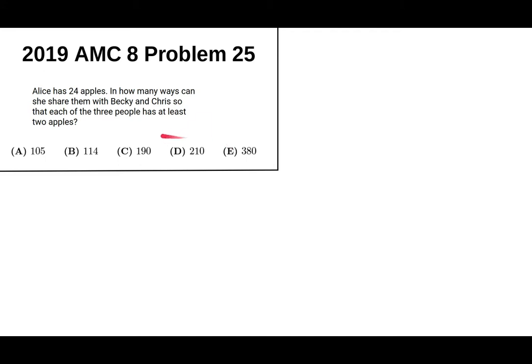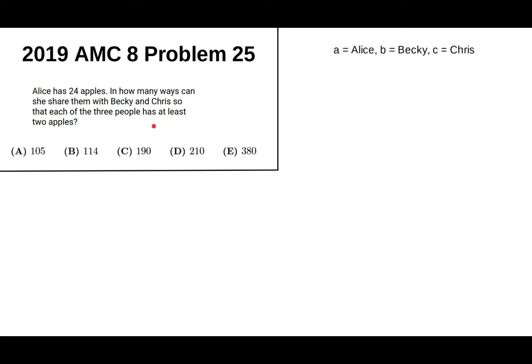So the way we're going to solve this problem is, first we need to know something before solving it. When Alice shares 24 apples with Becky and Chris, that counts herself too, because it said each of the 3 people. Becky and Chris combined is not 3 people. So Alice also counts. Okay, now let's solve the problem.